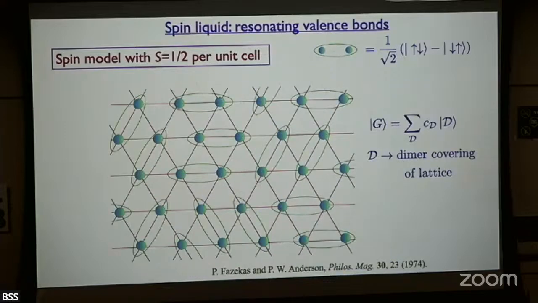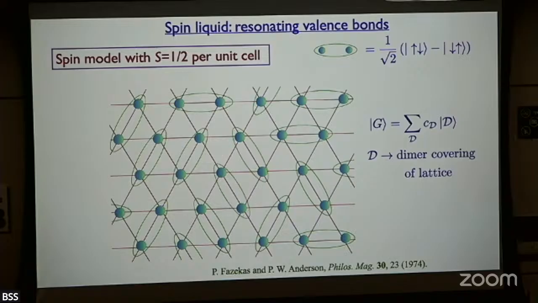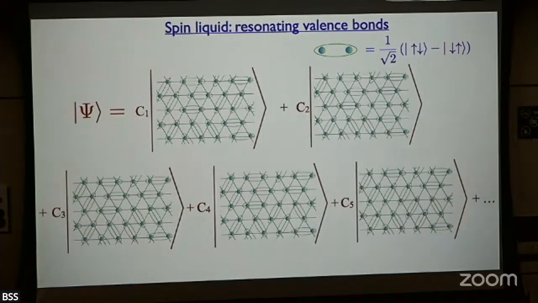So this is the resonating valence bond state where the spins form singlets. And here's one particular pairing of the electrons into singlets, up, down, minus, down, up. And the actual wave function is a superposition of the exponentially many ways, e to the 10 to the 23 many ways, that you can combine these electrons into singlets. So the number of dimer coverings. So that's kind of the big wave function.